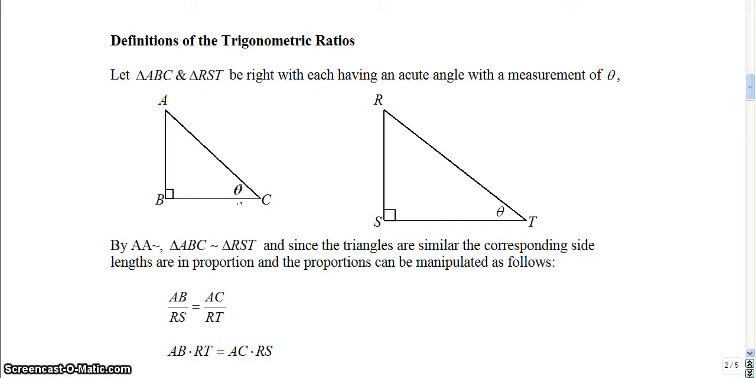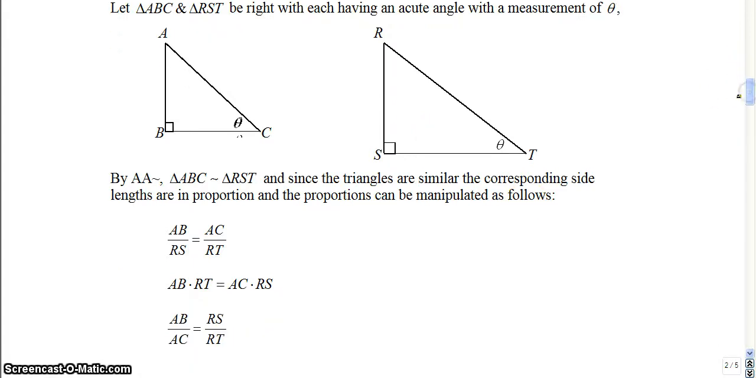Next up in geometry, we're going to be looking at trigonometry. And first we're going to look at the different trig ratios. You see that we have two different triangles, ABC and RST, and those two triangles are similar to each other. We can tell that because of angle-angle similarity. And since those triangles are similar to each other, we can say that corresponding sides AB over RS is in the same ratio as AC divided by RT.